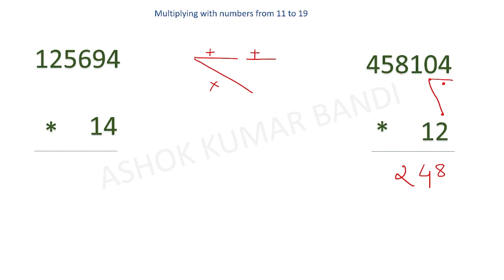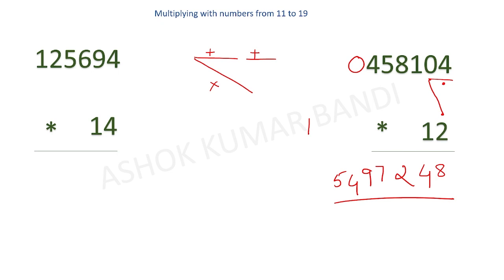Next, 2 eights, 16, plus 1 is 17. Just write 7, keep the 1 aside. Next, 2 fives, 10. 10 plus 8, 18, plus carry, 19. 1 is again carry. Next, 2 fours, 8. 8 plus 5, 13. 13 plus 1, 14. Keep the carry 1 here. But as I told you in the previous problem, before continuing with the original problem, you have to add a 0 here. Now continue the step. 2 into 0 is 0. 0 plus 4 is 4. 4 plus 1 is 5. So this is going to be our final answer.